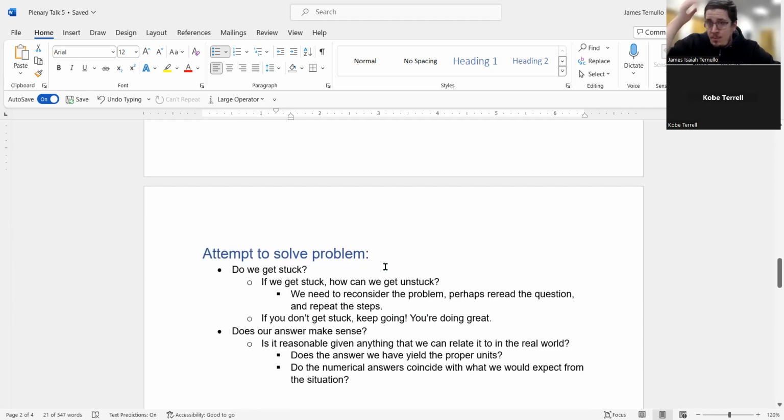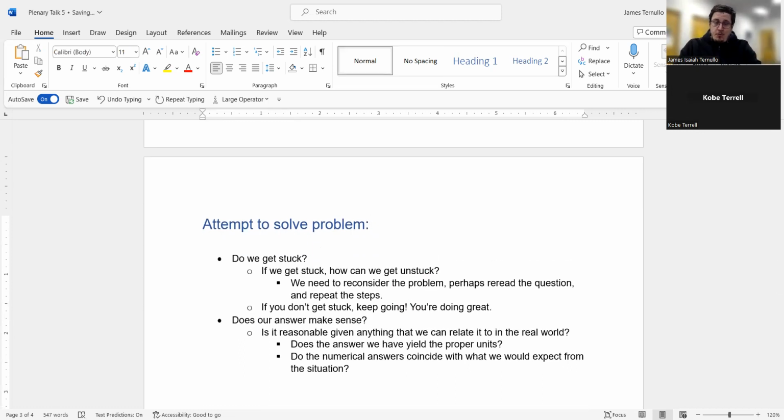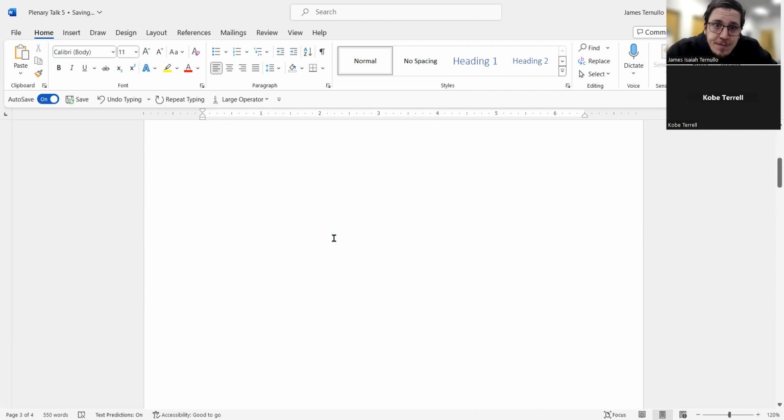So now we're at the point where we've gotten all the conceptual knowledge that we need. We're now ready to attempt to solve the problem. Okay, so we said that we were going to use the conservation of momentum. And I'm going to go ahead and just get that from up there because that's a big gnarly equation.